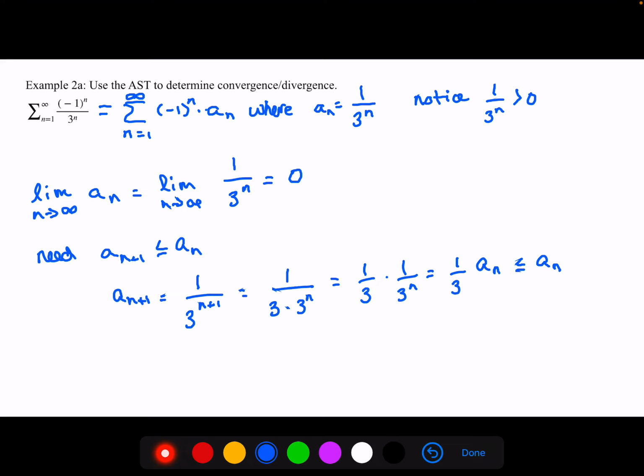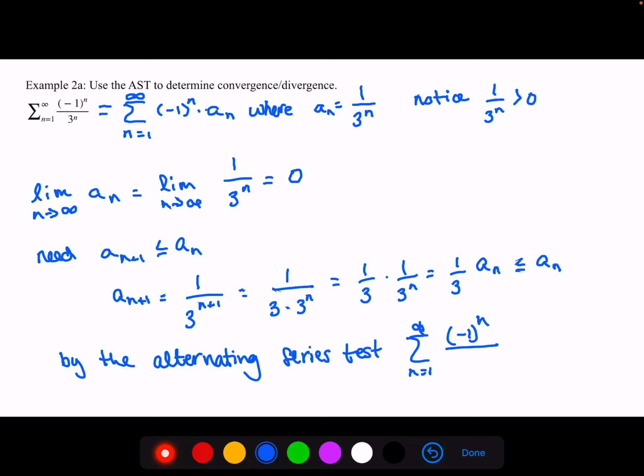So since the limit of a sub n goes to 0 and the sequence a sub n is non-increasing, we can conclude by the alternating series test that the sum from n equals 1 to infinity of negative 1 to the n divided by 3 to the n converges.